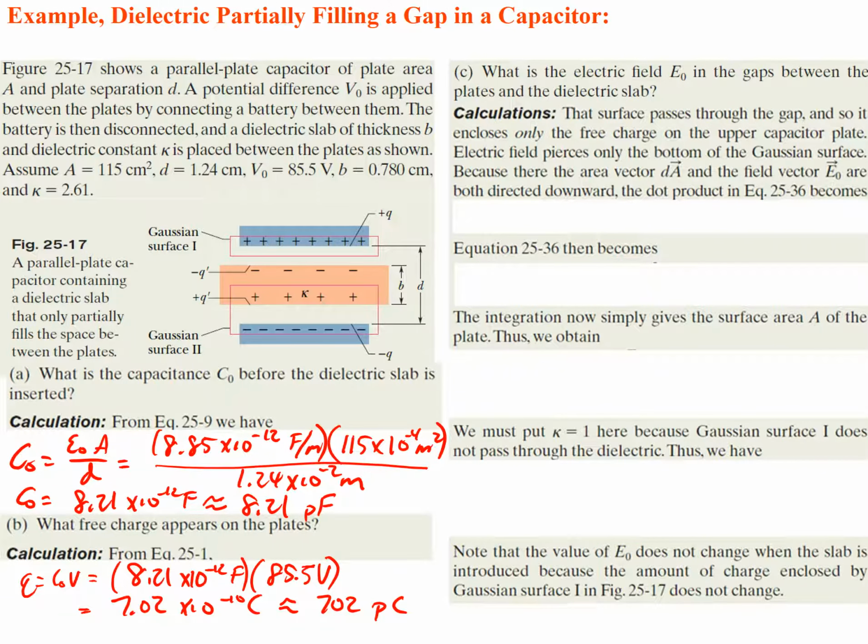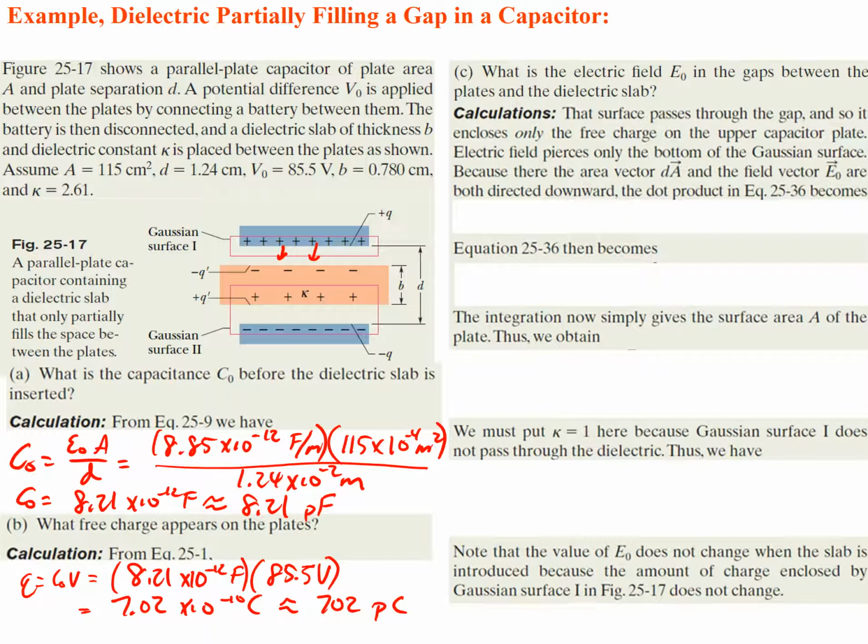Electric field pierces only the bottom of the Gaussian surface because there the area vector dA and the field vector E naught are both directed downward. So dA is going to be in this direction, away from the surface. And since it's a positive charge up here, the electric field is also in this direction. There's no electric field going through this surface because it's inside of a conductor. Right, so there's no electric field inside the conductor.